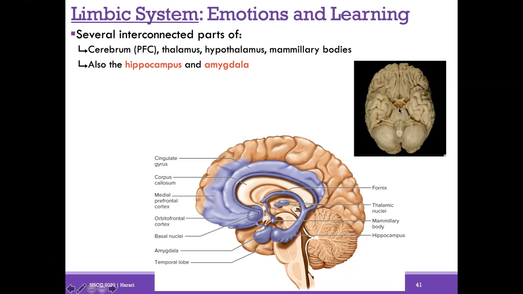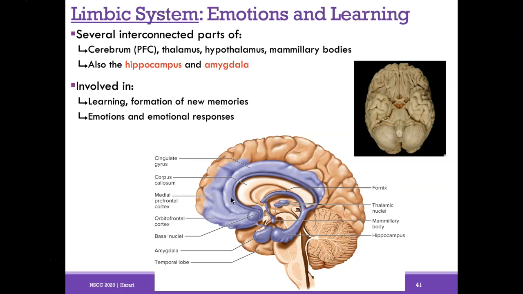These are two little protrusions right by the optic chiasm, by the thalamus. Also, the hippocampus and the amygdala are part of the limbic system. So this is all involved in emotion and learning. You can see over here, this is the cingulate gyrus. That's the most prominent portion of the limbic system. The limbic system is involved in learning and the formation of new memories, and also our emotions and our emotional response.